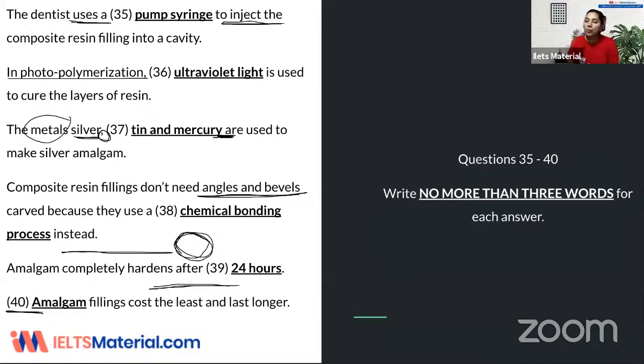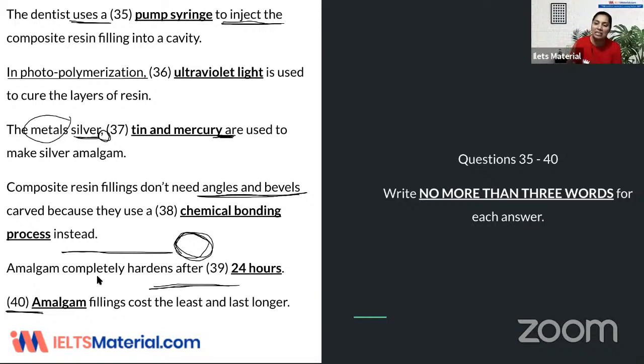They would prefer chemical bonding process. So this is what they said very clearly. And then here, amalgam completely hardens, molded and properly matched according to the size of the tooth, and it takes 24 hours to get into the process. So this is what they said.